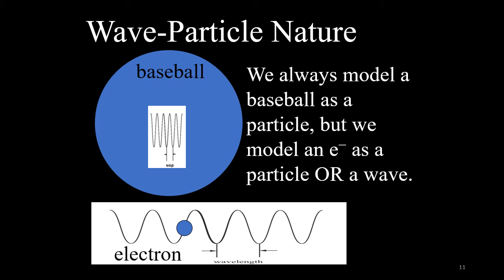So another way to look at this, not perfectly to scale, but I'm trying to give you an idea here. The baseball is really big compared to its wavelength, whereas the electron is about the same size as its wavelength or slightly smaller. So imagine that electron is a little boat floating on the ocean, and the ocean's going by with these waves.